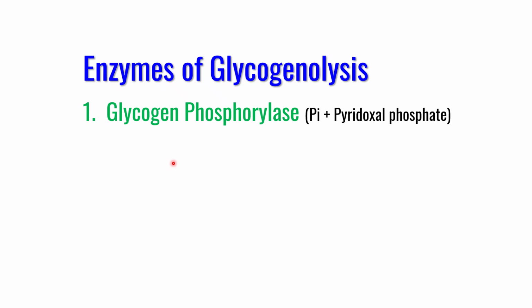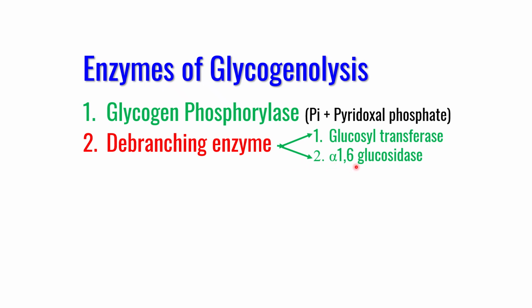Before explaining the mechanism of glycogenolysis, I would like to give a brief review of the enzymes involved in this process. The first enzyme is glycogen phosphorylase, which releases glucose from glycogen at the expense of inorganic phosphate. It produces glucose 1-phosphate and therefore it saves cells energy. It also utilizes pyridoxal phosphate as a coenzyme in this reaction. The second enzyme is debranching enzyme. This is a bifunctional enzyme. It has transferase activity, and the second activity is alpha-1,6 glucosidase.